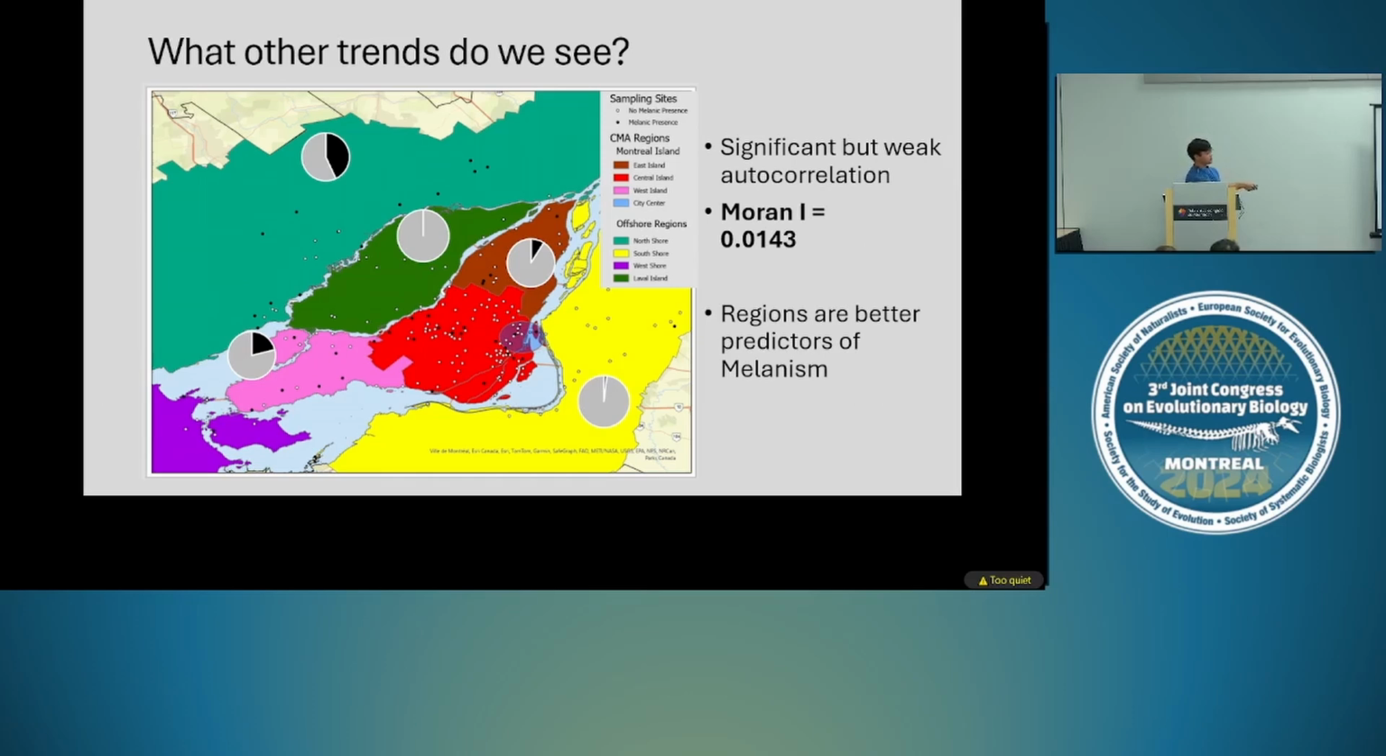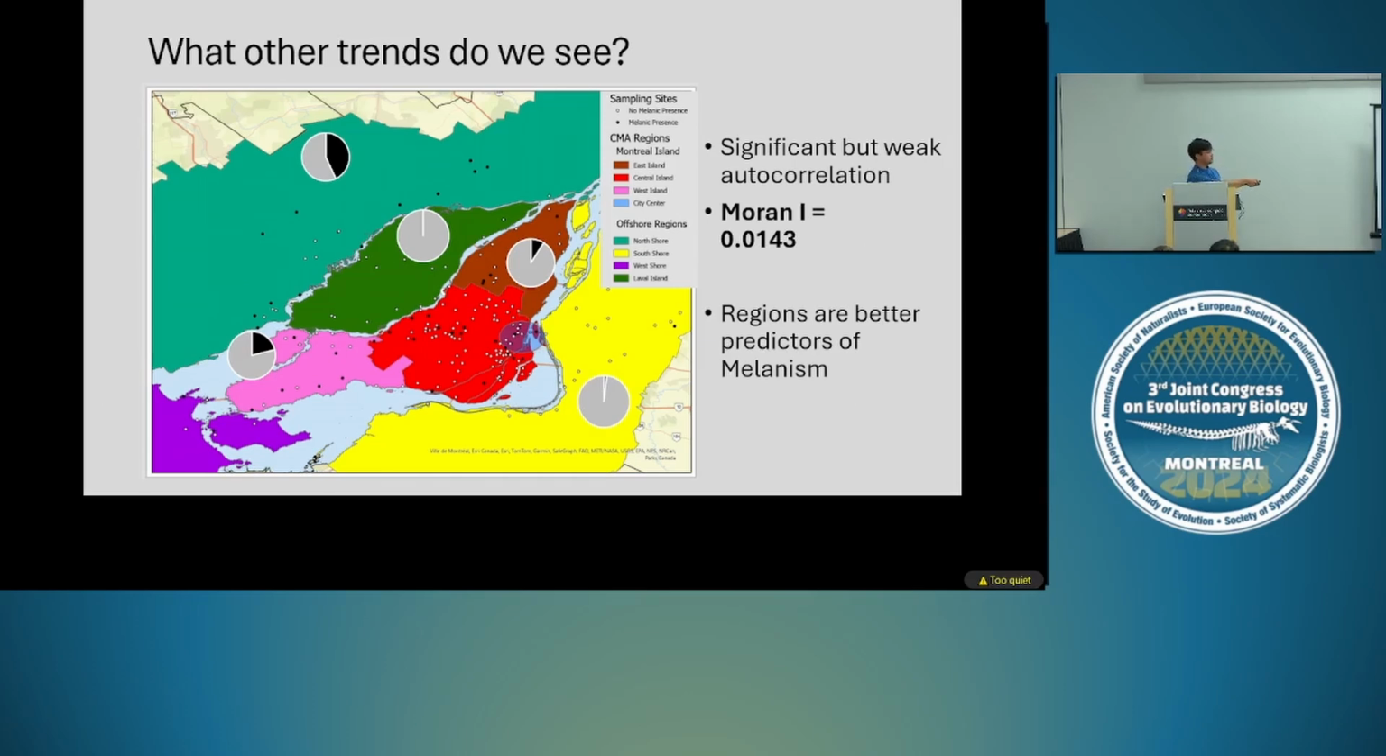So if we consider all these different areas in the Montreal area, we see that different regions have such a great variety and such a great divergence in their proportion of melanism that I'm not sure how to explain it otherwise than just the fact that regionalism is a big predictor of the distribution of squirrels.